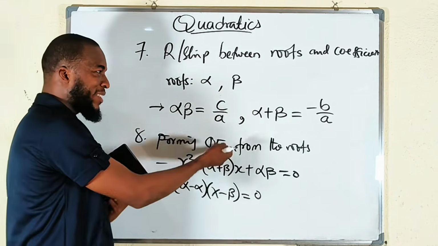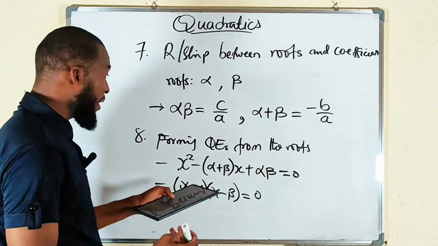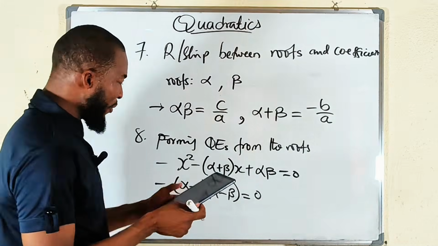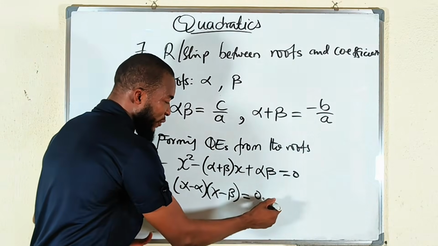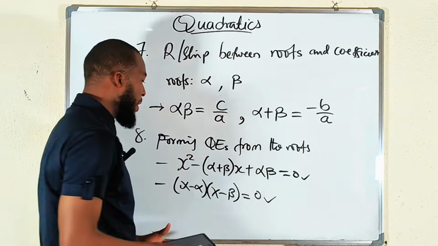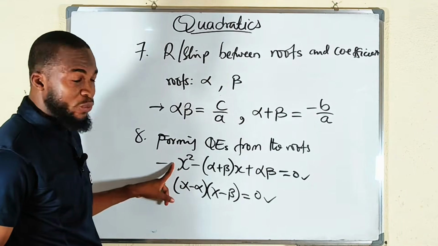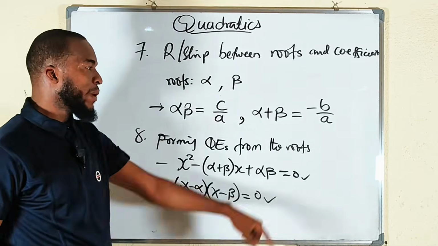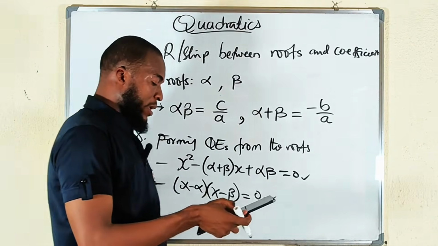You see, in most cases they are the same, forming quadratic equations from given roots. If you're given the roots, you can either use this one or this one. But the first one, even if you don't have the roots, you can apply this formula because you have c divided by a and minus b divided by a.